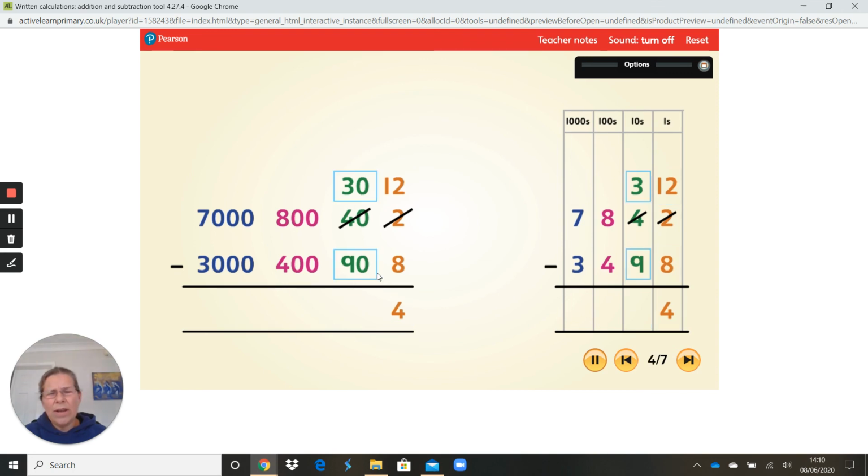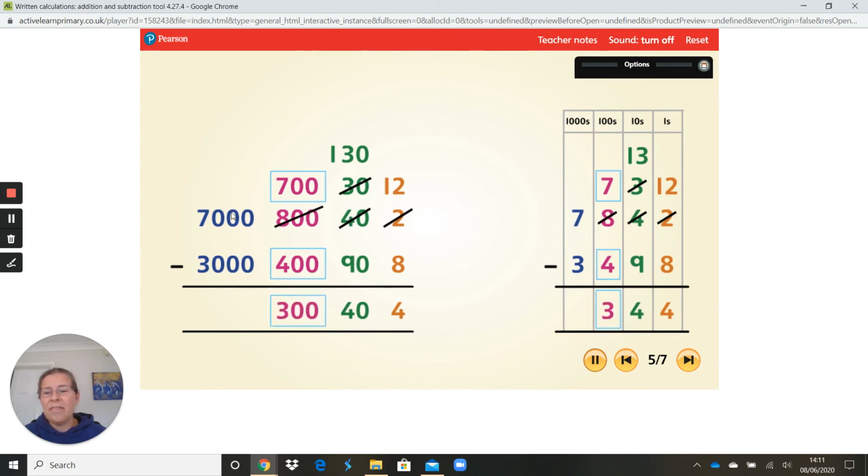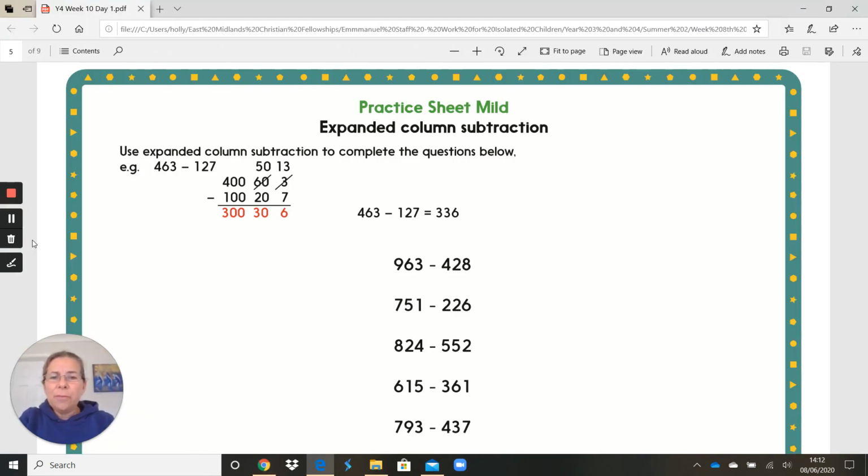30 take away 90. Again, I can't do it. So I move into my 800s, I borrow or have 100 and transfer it across. It merges together and becomes 130. 130 take away 90 is 40. 700 take away 400 is 300. 7,000 take away 3,000 is 4,000. Merge them back together and you get 4,344. Great work, everybody.